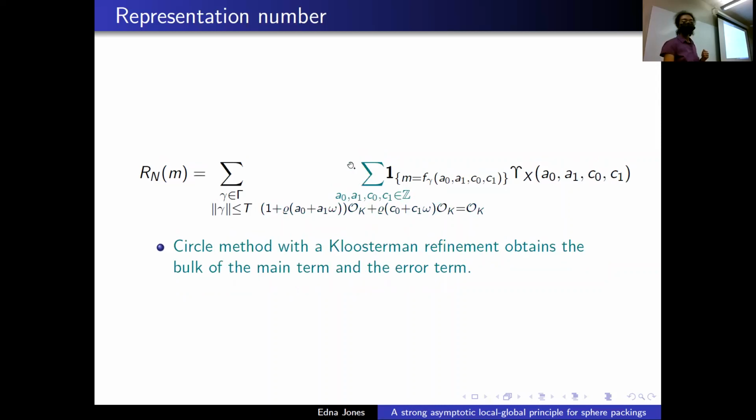And the summation over a0, a1, c0, c1, and z is handled using the circle method with a Kloosterman refinement. And this obtains the bulk of our main term and our error term.